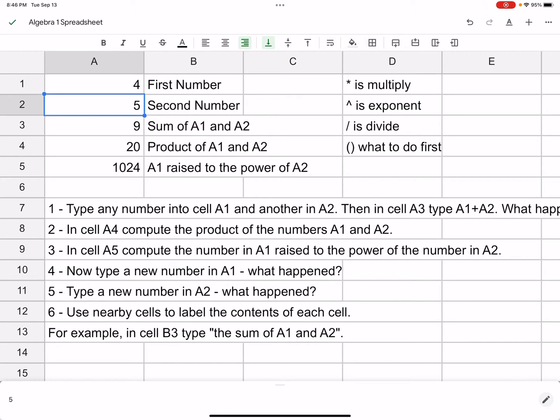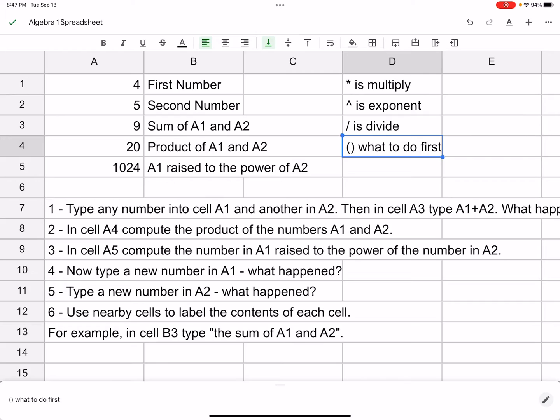So, for example, it says in cell B3, type in the sum of A1 and A2, which, okay, cool, we did that. So just a few things to remember here: this little star above the 8 is multiply, the little caret above the 6 is how you do the exponent, that slash by the question mark is divide, and parentheses tell you what to do first. So again, we're just using the spreadsheet as a fancy calculator. That's all that we're doing there today, okay?